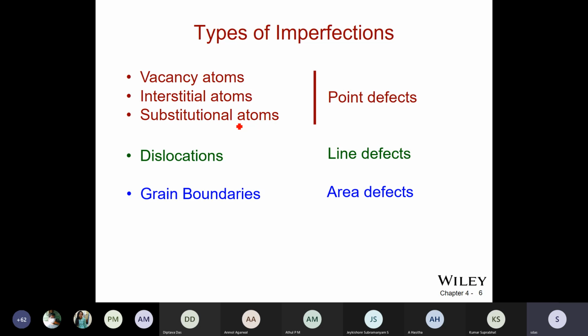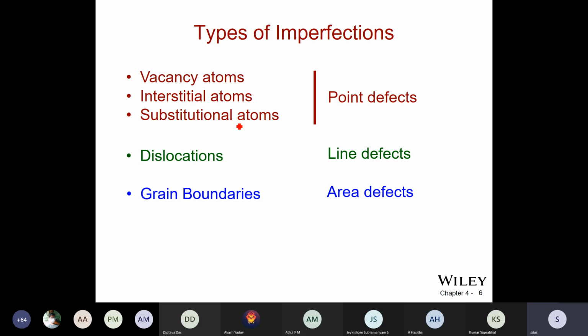And why is it called a point defect? Because this defect, whether it's a missing atom, an impurity atom like a substitutional atom, or an interstitial atom, is in the vicinity of only a few atoms. It is a localized lattice disturbance in the vicinity of a few atoms. Hence it is called a point defect.